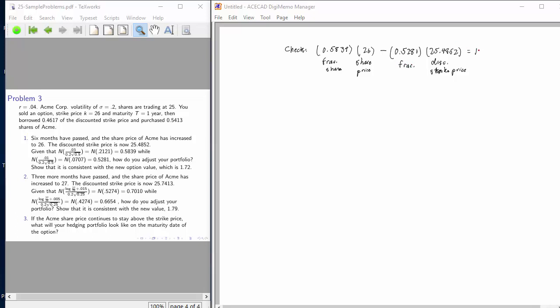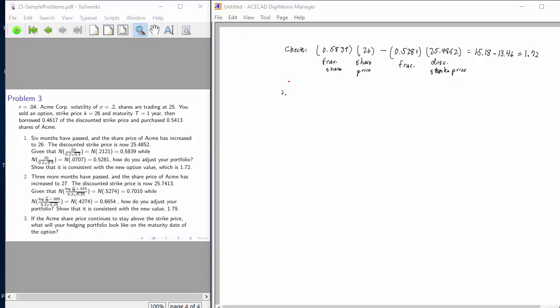And when I combine those numbers, I say I own a fractional share worth $15.18. I, however, have had to borrow $13.46 in order to acquire that. So I'm to the good by 1.72. That is precisely the current value of the option. So I am maintaining a portfolio consisting of a fractional share and a bank loan, which always has exactly the same value as what the option is worth according to the Black-Scholes formula. Okay, now we'll go on to step B.